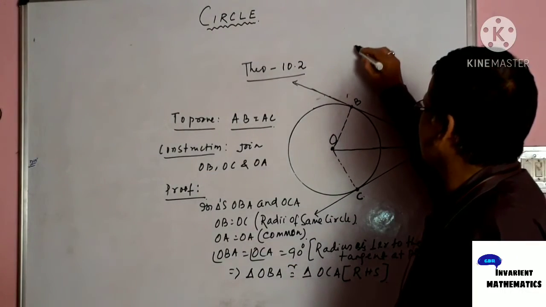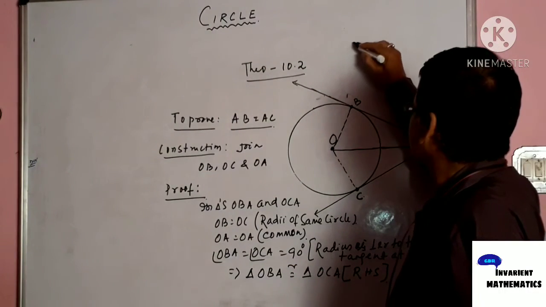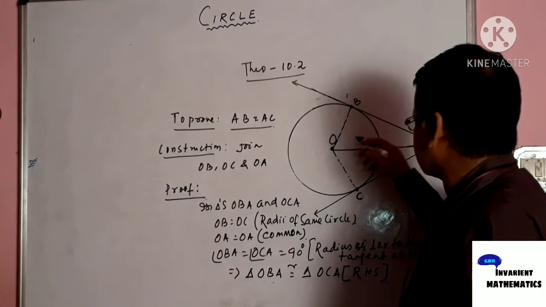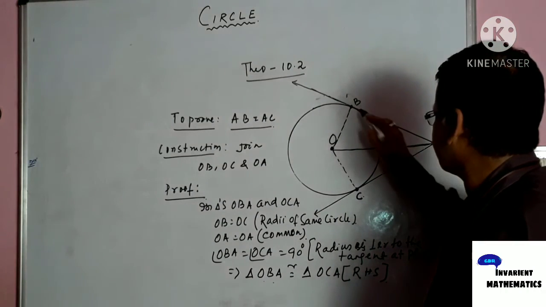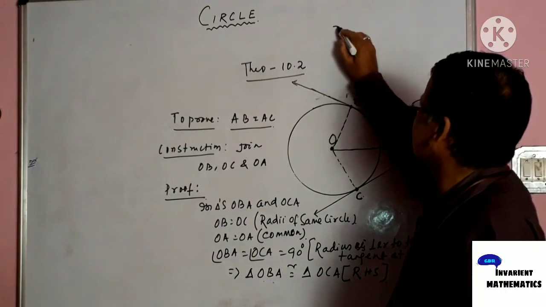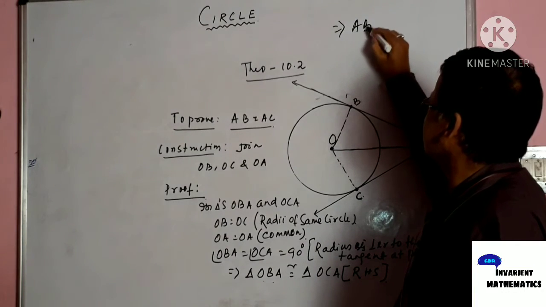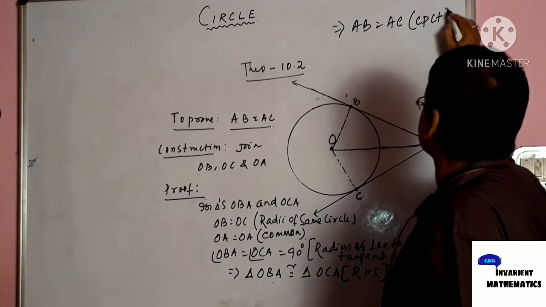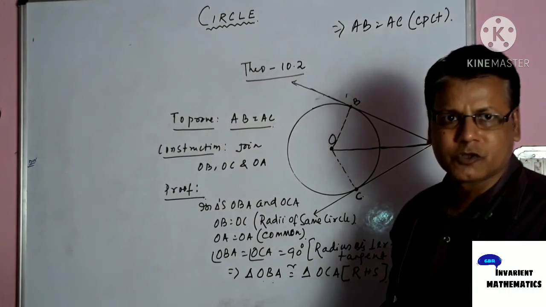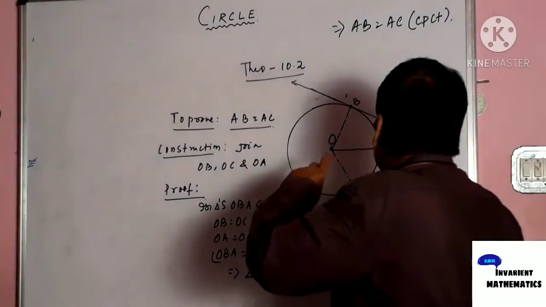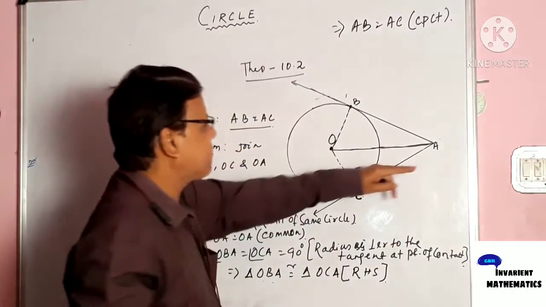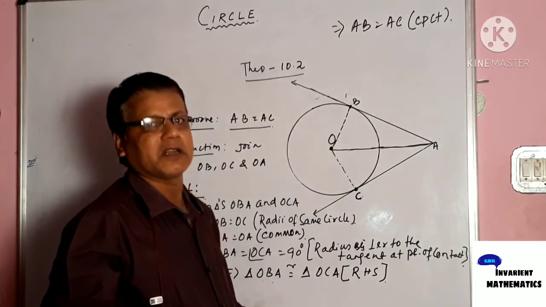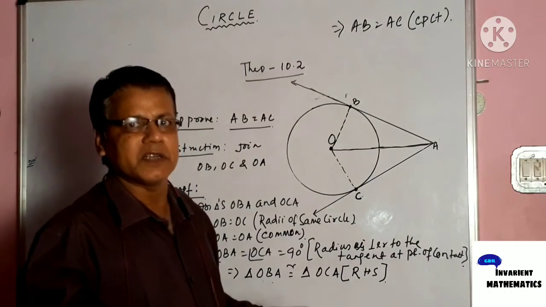That means OB is equal to OC, that is given. So you have AB is equal to AC by CPCT. So we conclude that the tangents drawn from an external point of a circle to the circle are equal with each other. The lengths of the tangents drawn are equal.